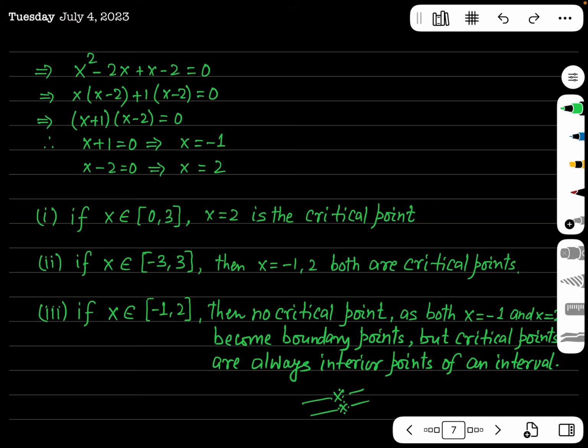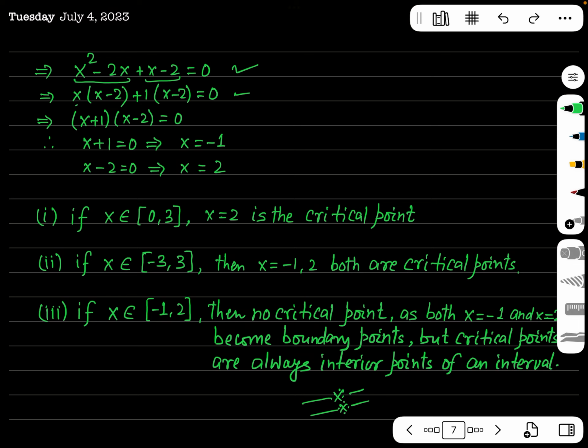You can see this can be written, after breaking into factors, as x square minus 2x plus x minus 2 equal to 0. Since minus 2x plus x will be simply minus x. Now take x as a common factor in the first two terms. This will be x times x minus 2, and in the next two terms we take 1 as a common factor. So this will be 1 times x minus 2, and that is equal to 0.